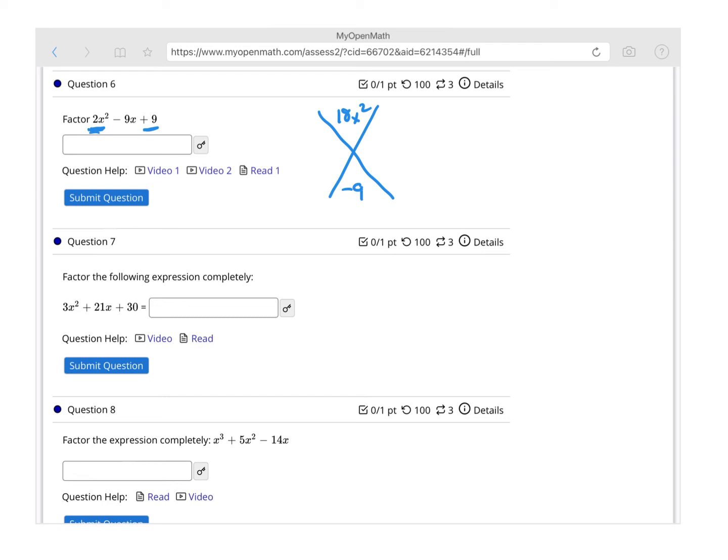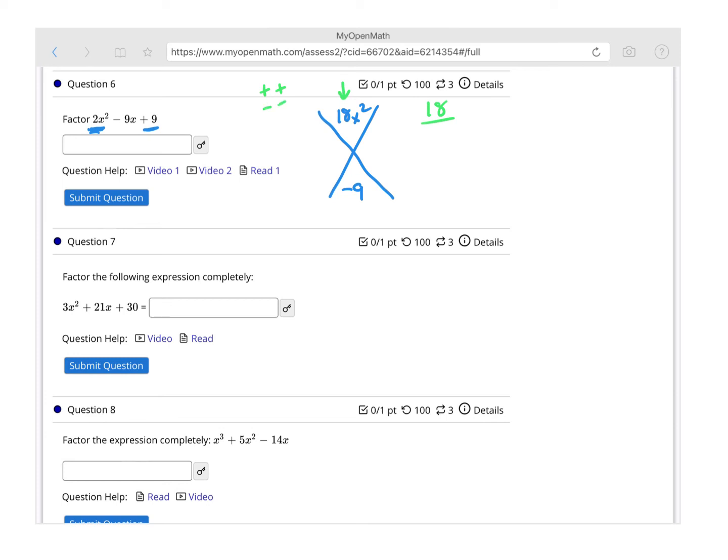So again, I need to know what two numbers will multiply to a positive 18 and add to a negative 9. Well, before I start off listing my factors, which I am going to do, I'm going to say, well, what kind of factors do I need? And here's what I mean by that. Since 18 is positive, I know I either have to have a positive times a positive equals a positive, or a negative times a negative equals a positive.